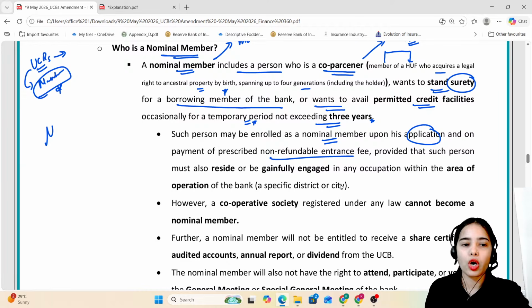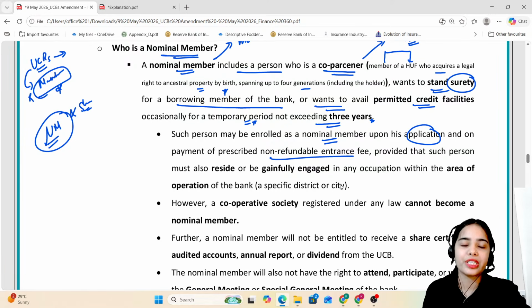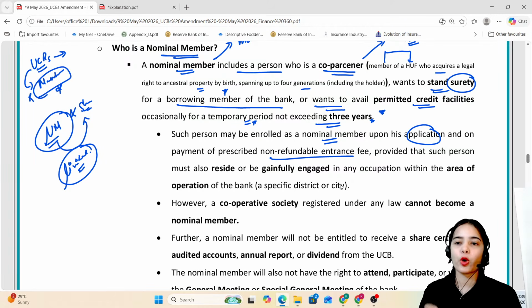So these nominal members are not like the regular members. Nominal members do not have to purchase the shares, they do not have to invest in the shares, but they have to pay a non-refundable entrance fee because they are not purchasing the shares of the urban cooperative bank. That's why they are also limited in their access to loans from the urban cooperative bank. They can access temporary loans for only a period up to 3 years, or they can act as a guarantor only.